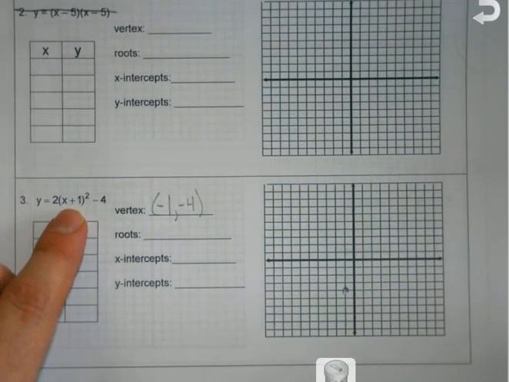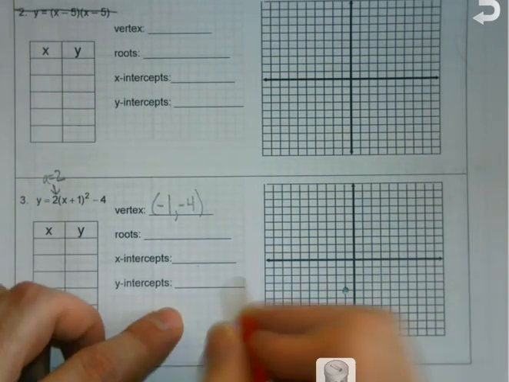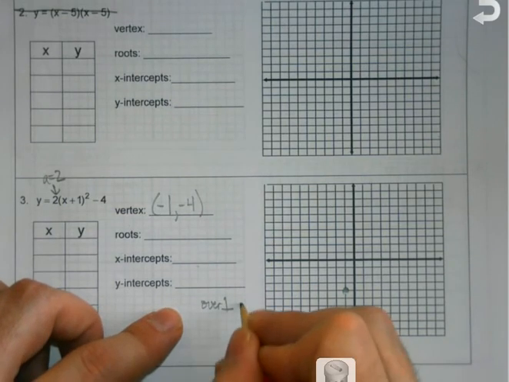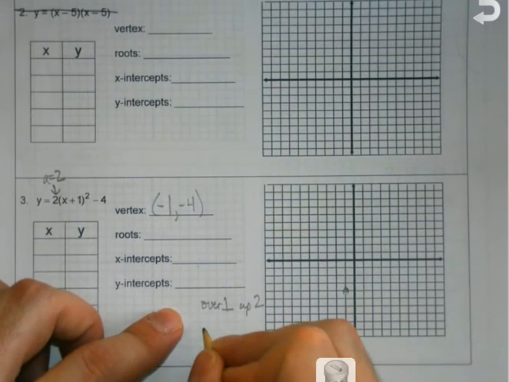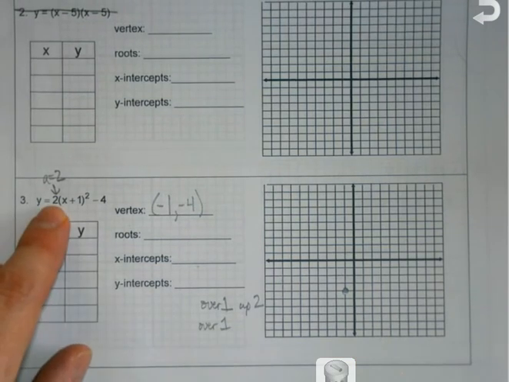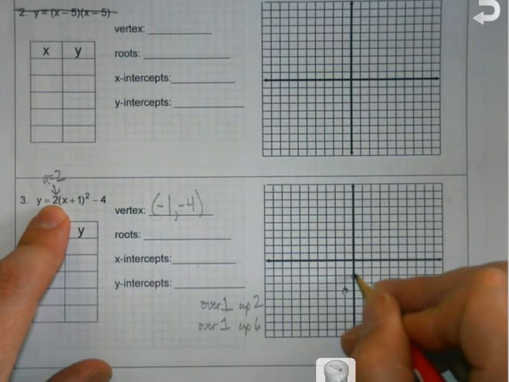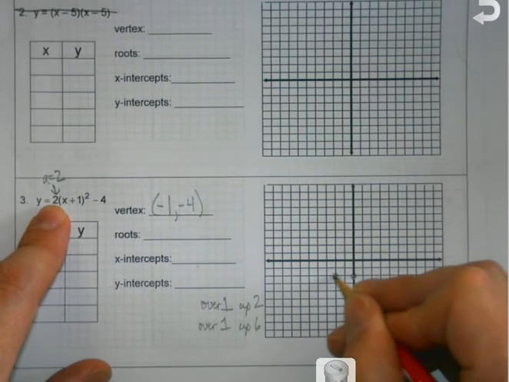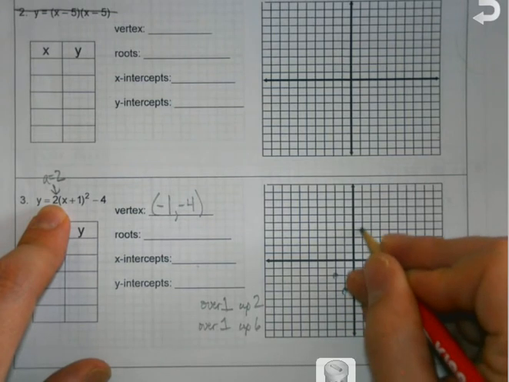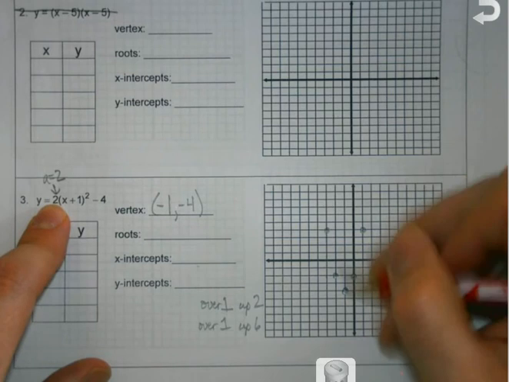I don't know much other information yet except my a value is 2. So remember, over 1, but not up 1 this time, up 2. And then over 1, but not up 3. Remember, multiply it by that. 3 times 2 is 6. So over 1 and up 2, over 1 and up 2, over 1 and up 1, 2, 3, 4, 5, 6. 1, 2, 3, 4, 5, 6.